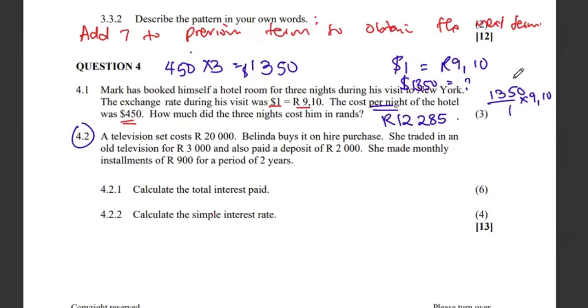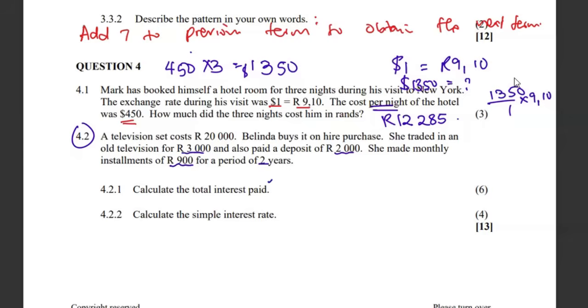Okay, so let's leave Mark, who is living large for 3 nights, paying that much. Okay, 4.2. The television set cost 20,000. Belinda buys it on hire purchase. She traded in the old TV for this much and also paid a deposit of 2,000. She made monthly installments of 900 for a period of 2 years. Calculate the total interest that was paid.